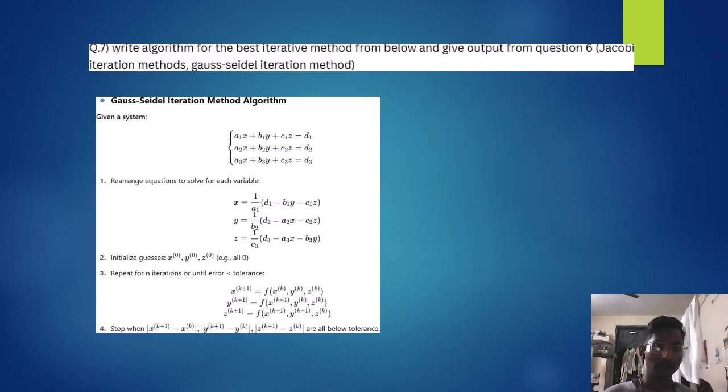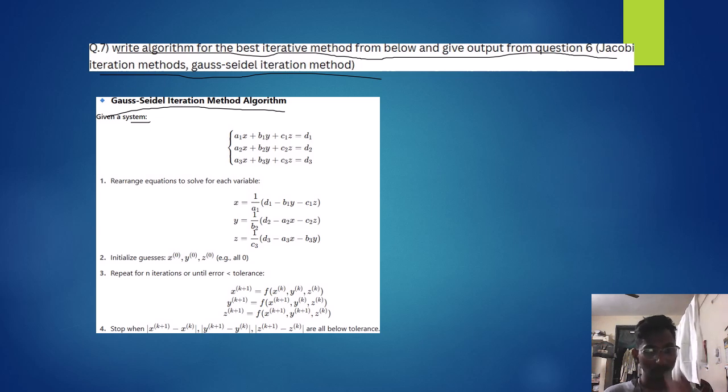Question number 7: write an algorithm for the iterative methods on the below given equations from the previous question: the Jacobi method and the Gauss-Seidel method. For the Gauss-Seidel method, given a system a1 x plus b1 y plus c1 z equal to d1, a2 x plus b2 y plus c2 z equal to d2, and a3 x plus b3 y plus c3 z equal to d3, rearrange the equations and solve. This is the equation.